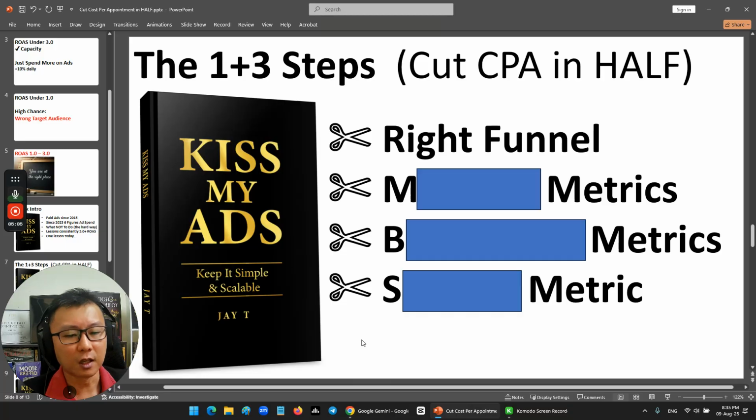Now, if you have been doing coaching for some time, you have been running ads for a while, you have been in the marketplace for a while, you know for a fact that there's product and market fit.